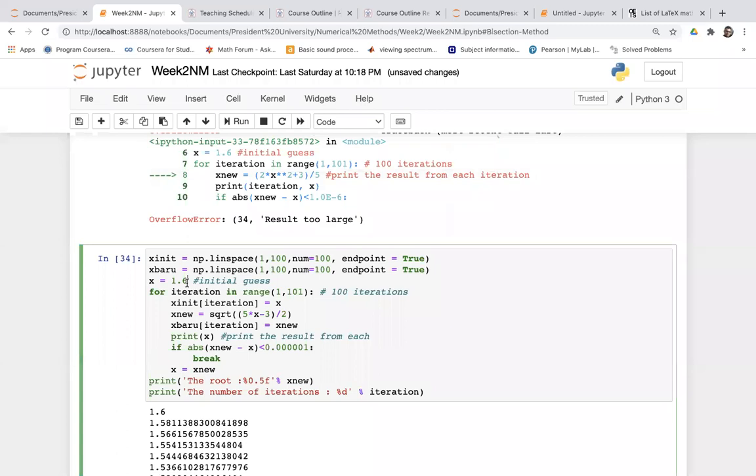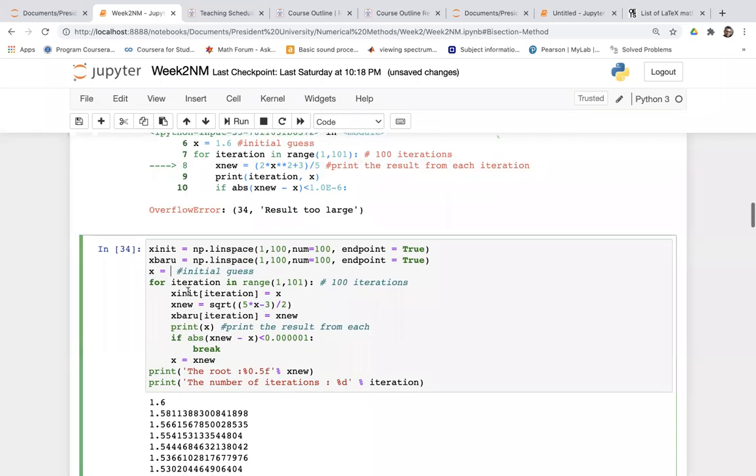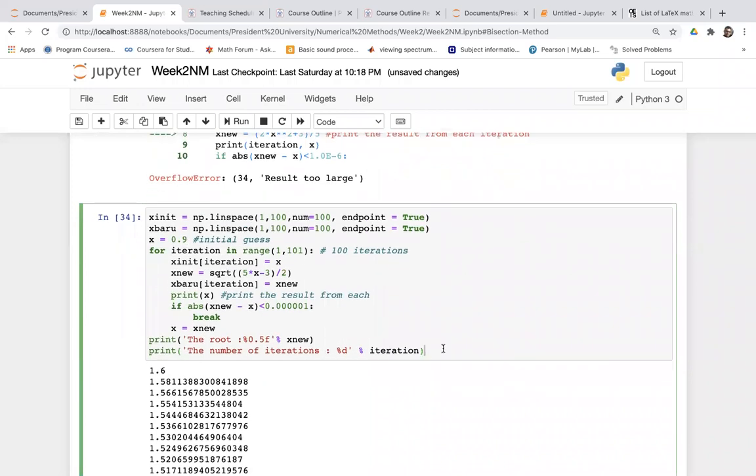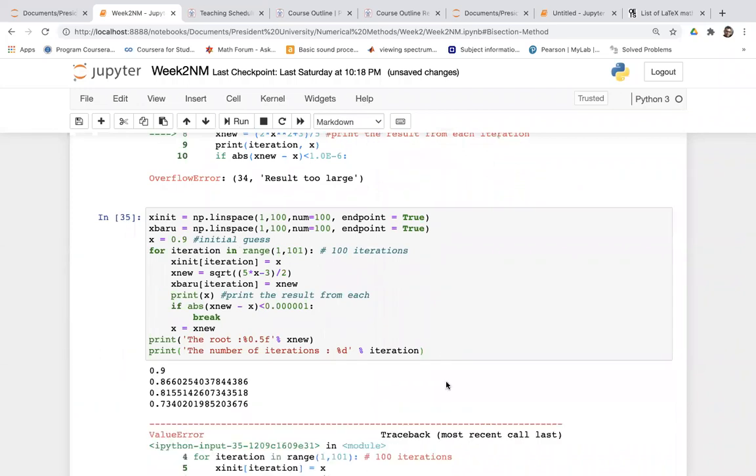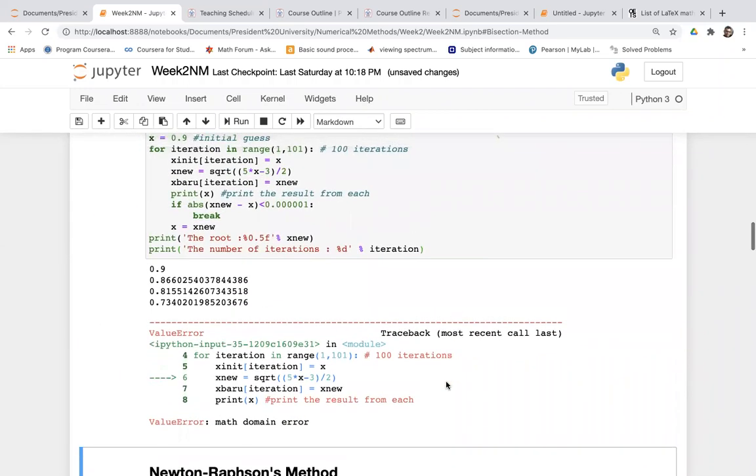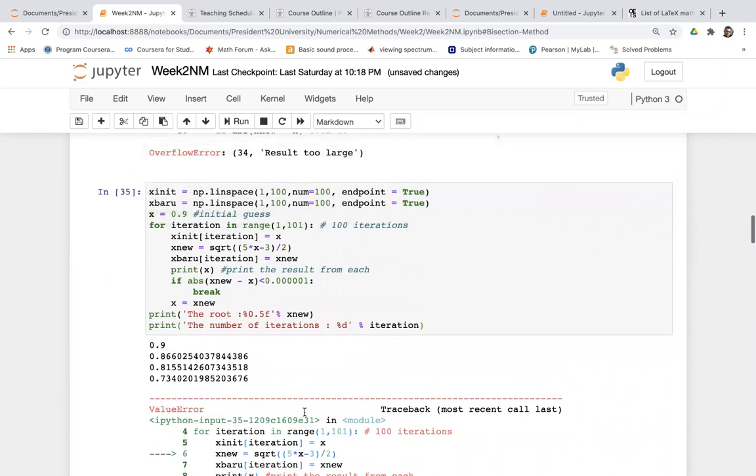Now let us put something close to 0 or close to 1, close to the other root. 0.9 will give us the solution 1? Error. So that's the problem. Okay, math domain error. Why? Look at this. We are working with a square root, because 5 times 0.9 is close to 1, and 1 minus 3 is negative. The square root of a negative is not allowed, right? Therefore, it gives us an error.